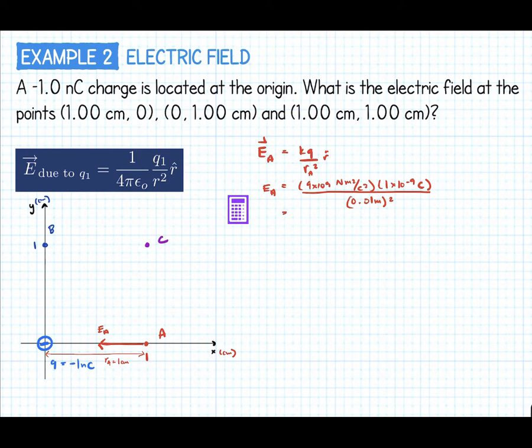When you plug everything in, that means you're going to get something like 90,000 newtons per coulomb, and that's going to be to the left. So we'll call that negative x hat, which is the same as to the left. Okay, so that's our first electric field value. So you could rewrite that as negative 90,000 newtons per coulomb x hat. And that would be a vector quantity for EA.